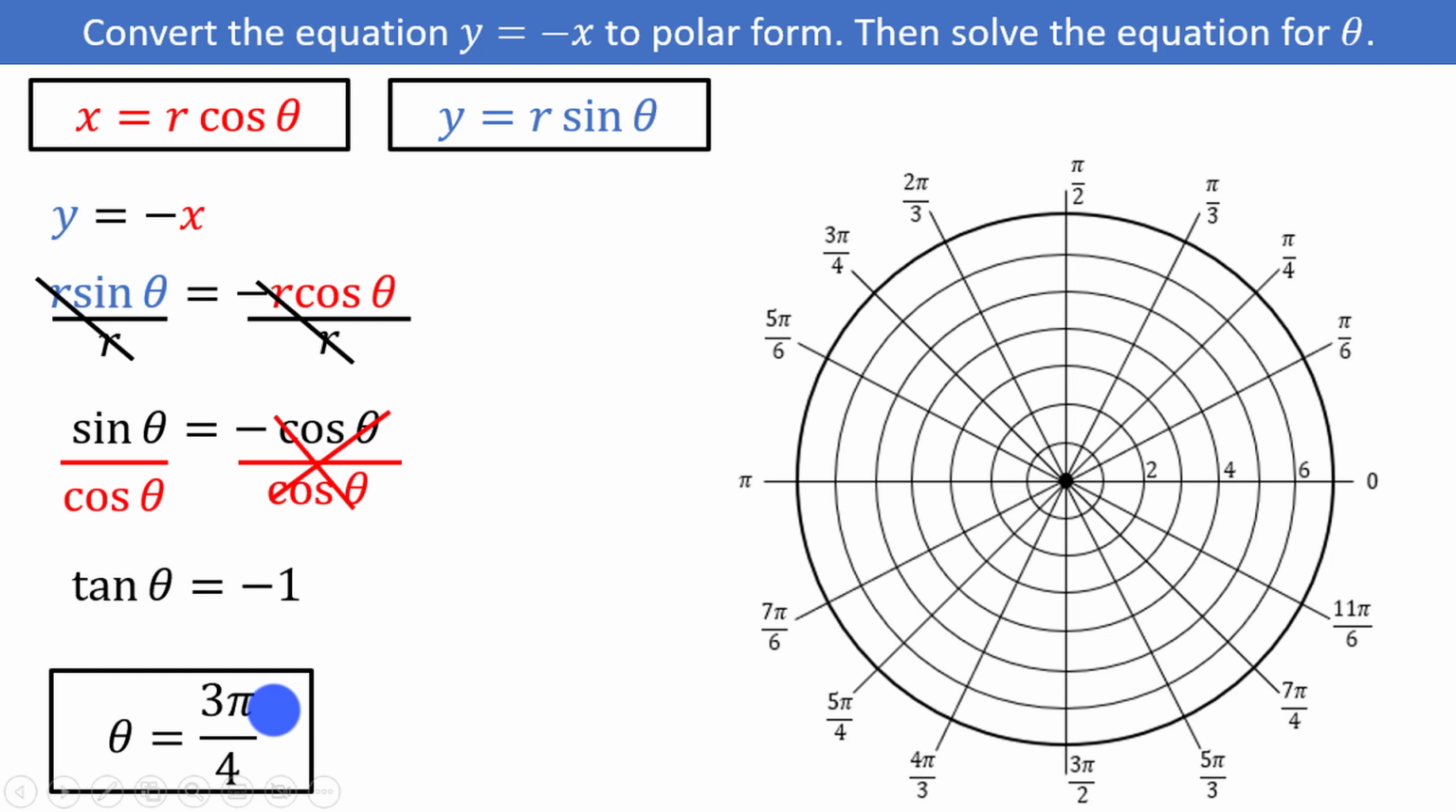So this is going to be a straight line along 3 pi over 4, which is right over here. So this is what this is going to look like. Theta equals 3 pi over 4 is a straight line along 3 pi over 4.